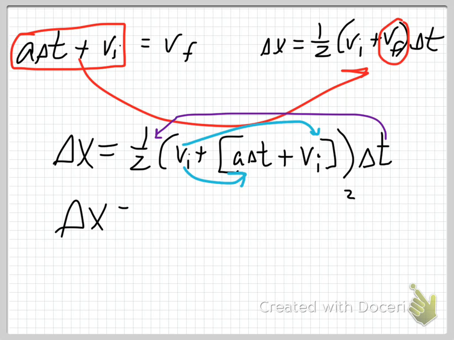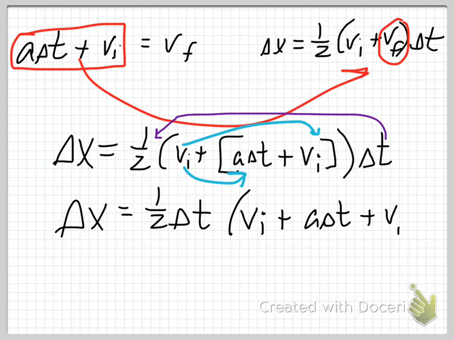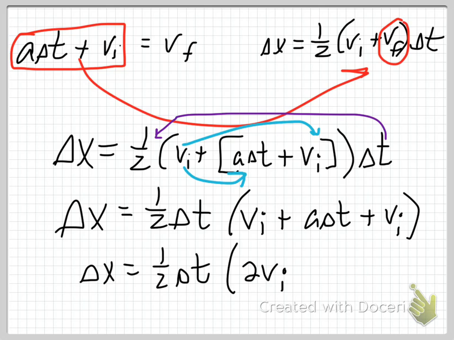Okay, scrap that. Delta x equals... So we're still going to move the 1/2 delta t up there. And I'm just going to rewrite that for right now: a delta t plus vi there. Okay, so we can do some combining of terms. My apologies. Delta x equals 1/2 delta t times, well, vi plus vi gives us 2vi plus a delta t. So this is starting to look a little bit more manageable.